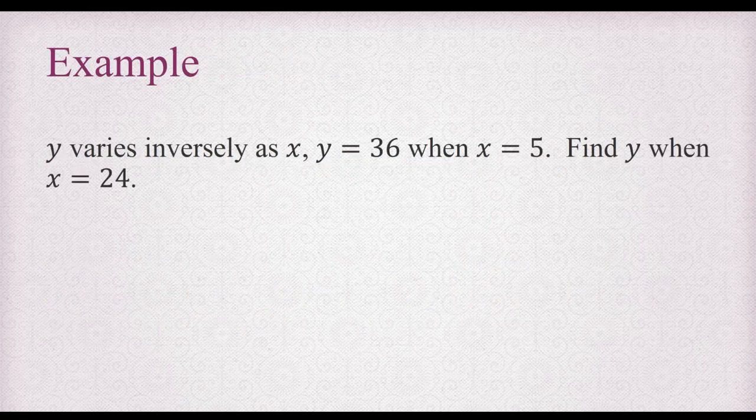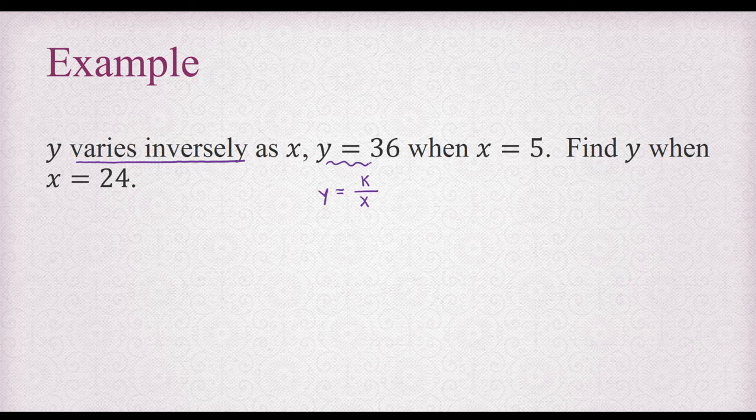So let's take a look at an example. It says y varies inversely as x. So my setup is that y equals k divided by x. Once again, whatever variable comes before the phrase is by itself. Whatever variable comes after it, in this case, because it's inverse, we're dividing, that goes in the denominator.